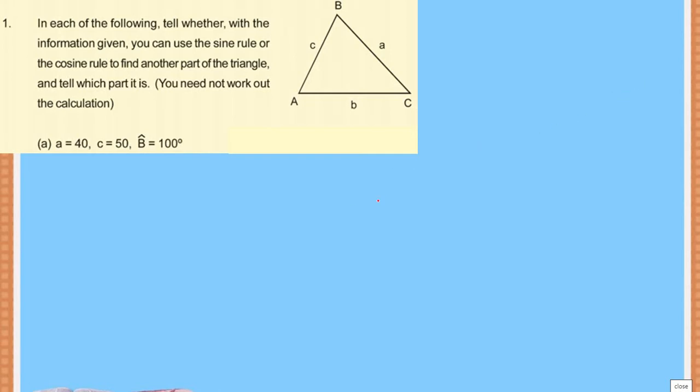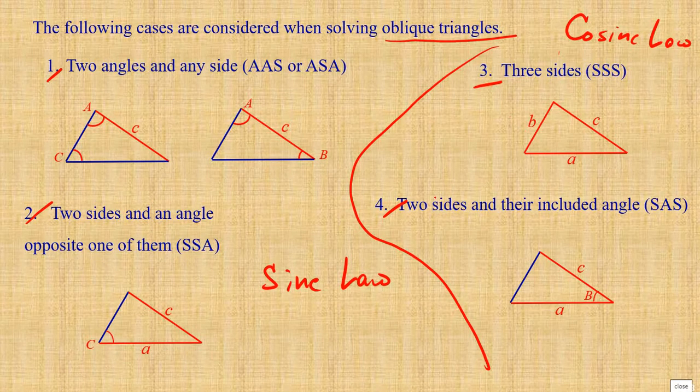So if you look at this, we label it A, B, C, that is sides A, B, and C. Side A is given at 40 and side C is given at 50, and the angle is given at 100 degrees. So that is side, angle, side. That means, looking at the conditions, that is condition number 4.